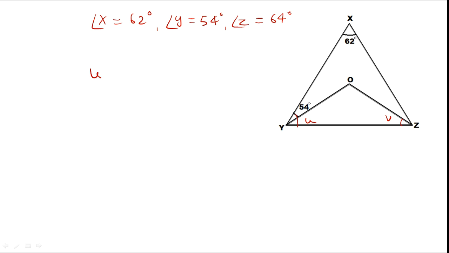Obviously angle U is half of angle Y. Why? Because YO is the angle bisector. So half of Y will be 27 degrees. The reason is YO is the angle bisector.